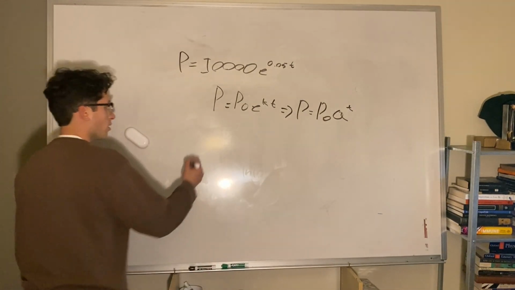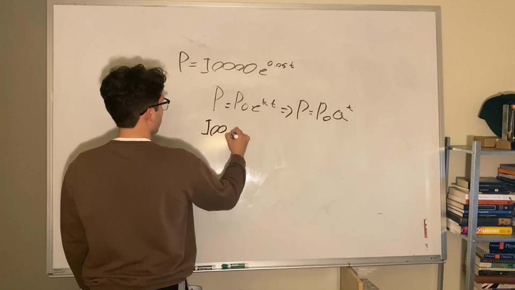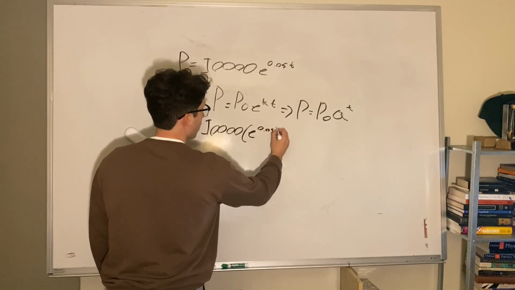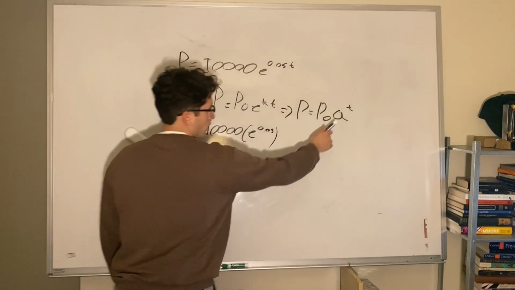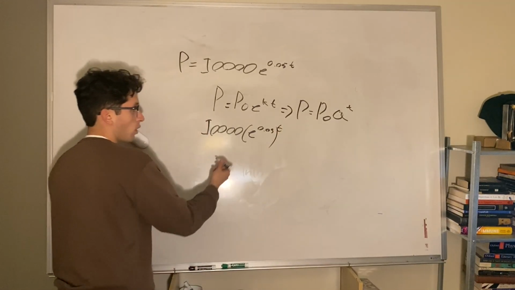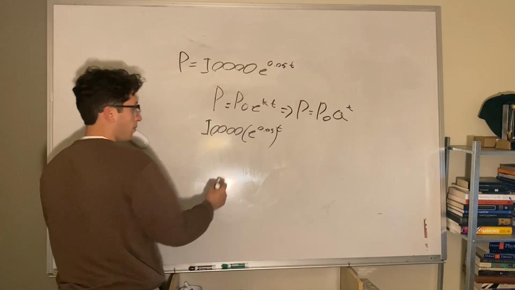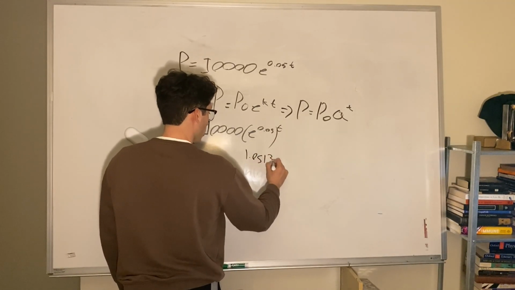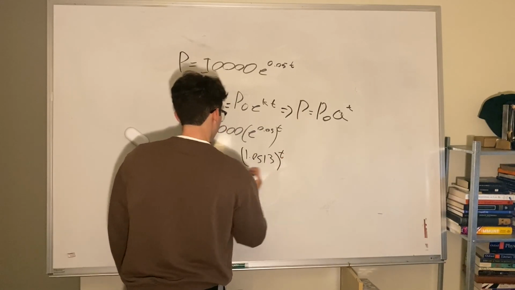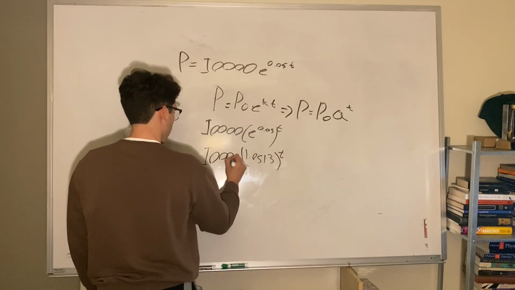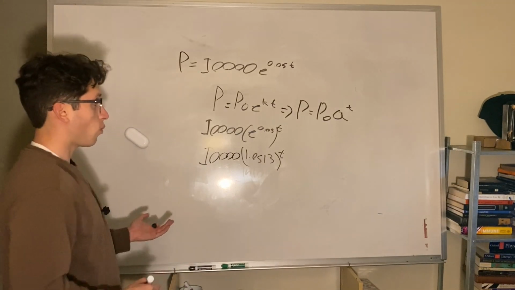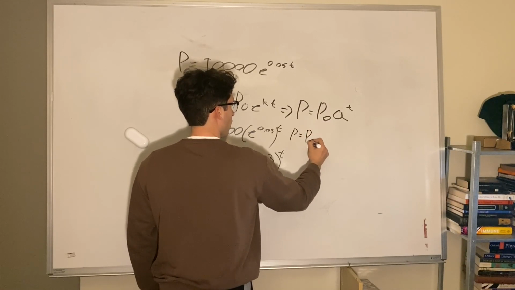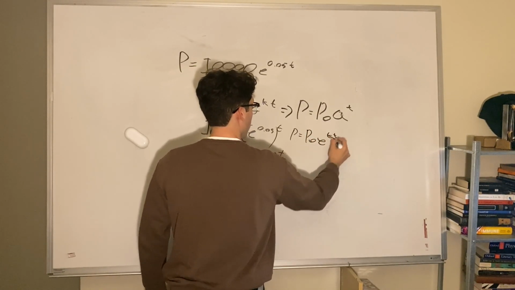So how can we do this? Well, we have to take into account that e to the power of 0.05 is a constant, which is a. But what's e to the power of 0.05? That's 1.0513. Now we have turned this formula into this formula.